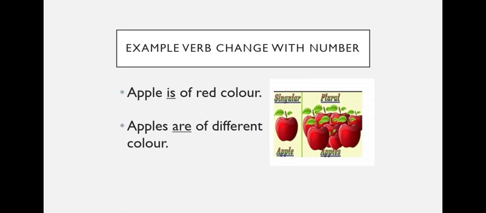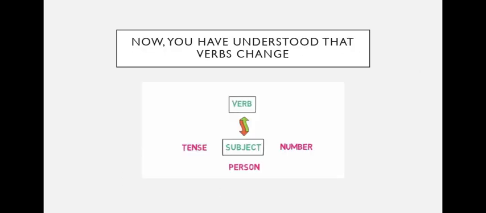So now we are clear that finite verbs change according to tense, person and number. That's it, students. This is all I have for today. I hope you have understood this very short video on finite verbs. I will continue with the non-finite verbs in the next class. Till then, I want you to have a better grasp of what finite verbs are and how to identify finite verbs in a sentence.